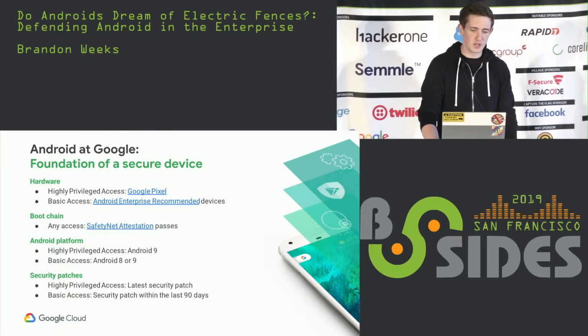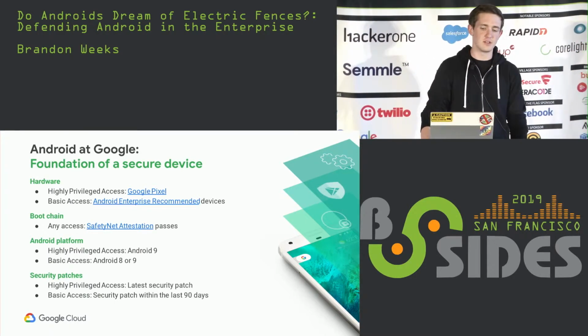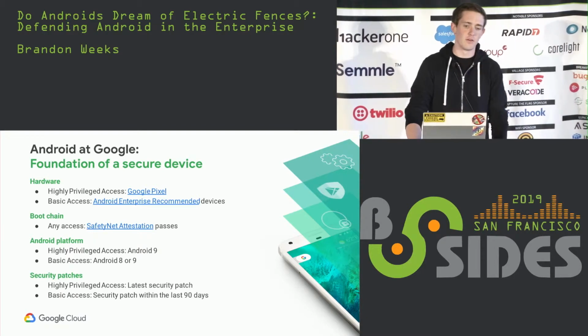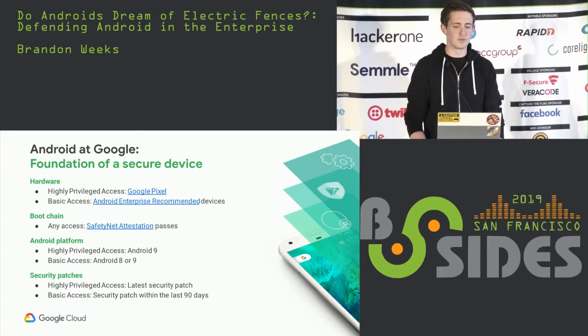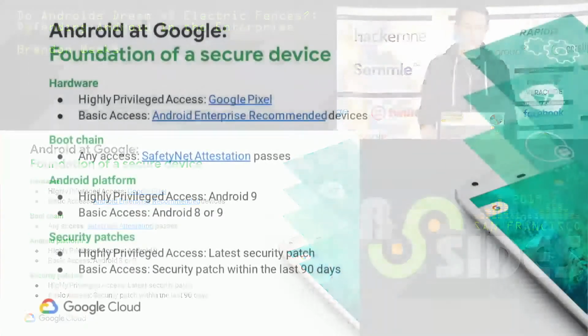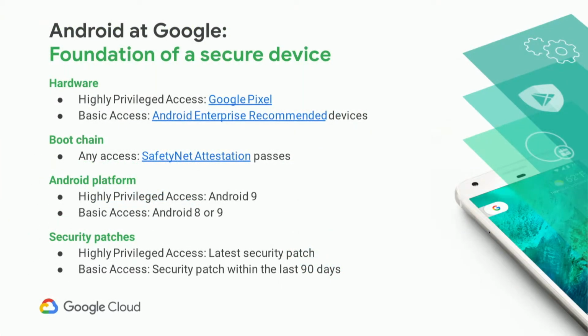How do we secure the boot chain? The SafetyNet Attestation API is how we measure the integrity of the boot chain. For any access, a positive result from SafetyNet is required. It indicates the hardware is a certified device, that it is running a certified build of Android, that the bootloader is locked, and that the device has not been rooted.